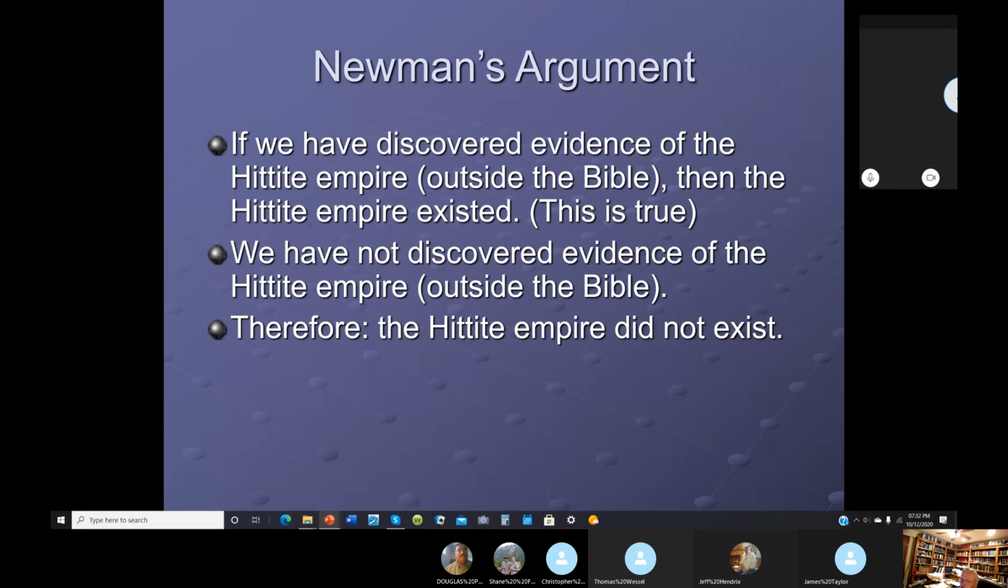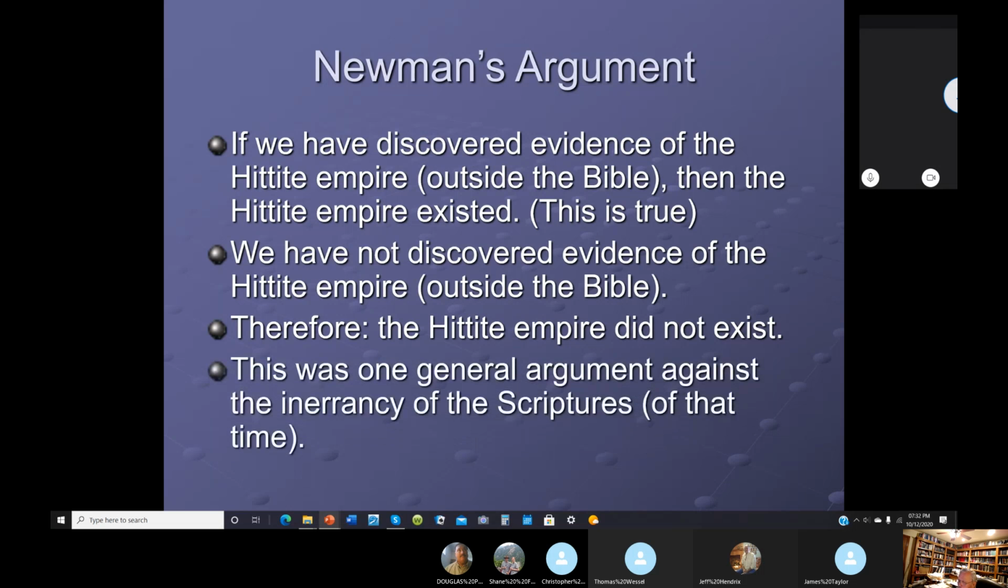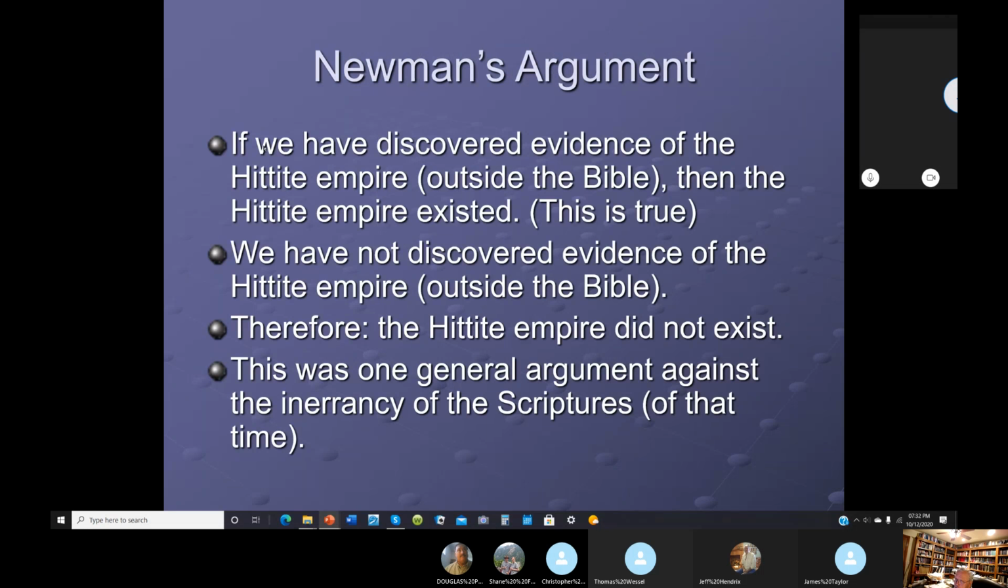Well, I want you to look at his basic argument here. This is one general argument against the inerrancy of scriptures of that time. So what's your antecedent? Click on this, I'll just draw my cursor across it. You can follow it here, this part right here down to here. We have discovered evidence of the Hittite Empire outside the Bible.